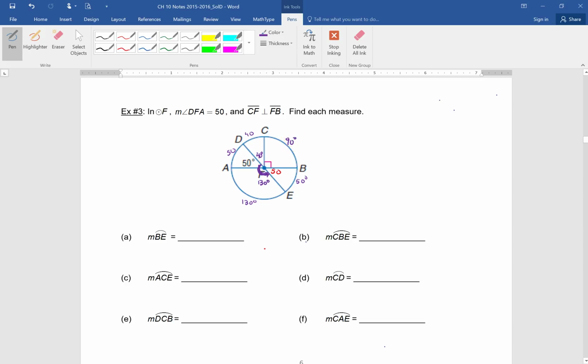So now I need to find measure of arc BE. Well, I already know that. That's 50 degrees. ACE, right? A to C to E. You just have to go in the same order. You can keep adding the individual angles, or you'll say, okay, look, there is a diameter here. That's 180 plus 50, 230. All right. What about DCB? If you add D to C to B, how much is that? D to C to B, that's 130.